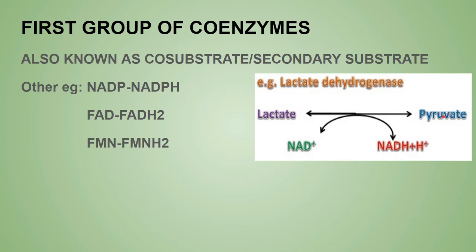So in simple words, whatever reaction is done by the substrate is counterbalanced by the coenzyme, and that's why in the first group, this coenzyme is also known as a co-substrate, because it is counterbalancing the reaction, and also known as a secondary substrate. Other examples are NADP, NADPH, FAD, FADH2, FMN, FMNH2.